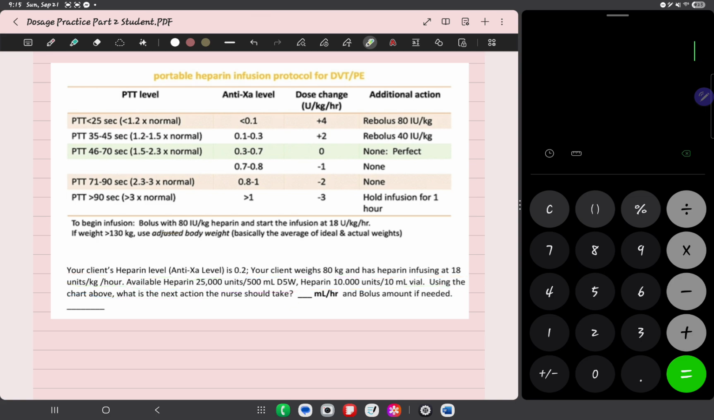take. So the next action we should take is look at the chart. His anti-XA level is 0.2. So we come here, he's here. All right. So now we have to look at the instructions. So it's telling us for the dose to add 2 units per kilogram per hour and to rebolus at 40 units per kilogram. So we're going to have 2 equations.